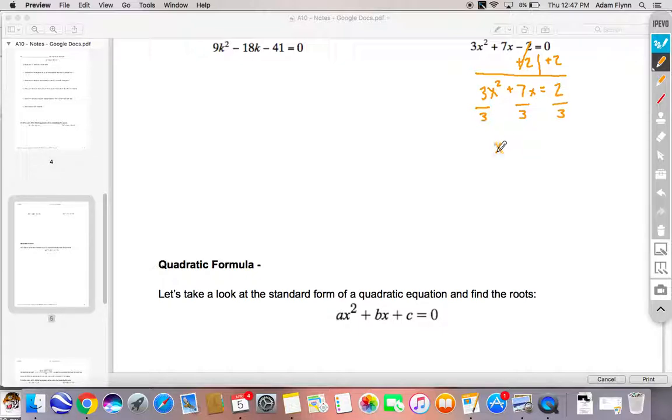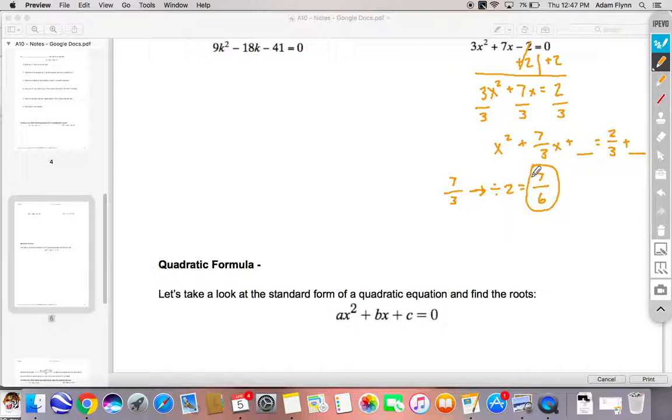So now I'm left with x squared plus 7 over 3x plus blank equals 2 over 3 plus blank. So now I'll take my 7 over 3 and divide it by 2, which is the same thing as multiplying by a half. So I get 7 over 6, which ends up being my magic number.